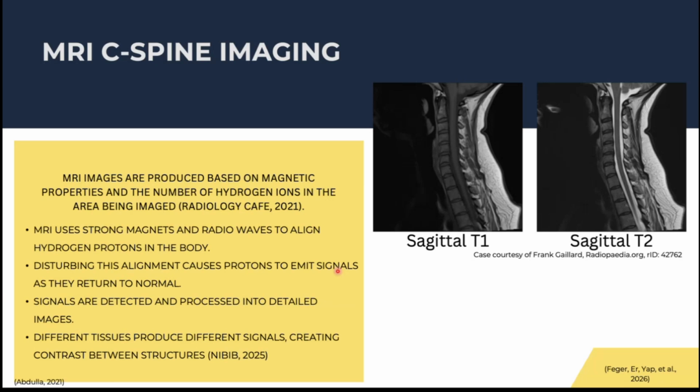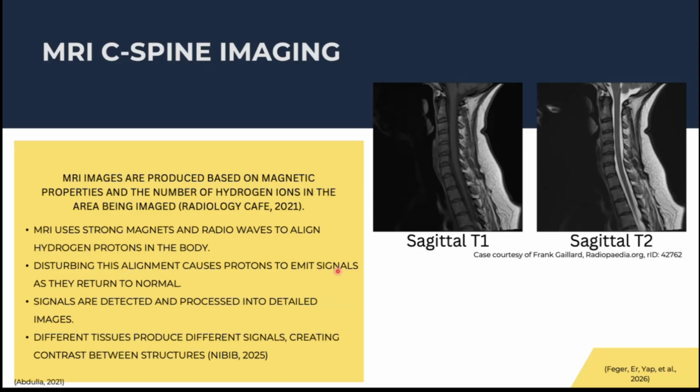It uses strong magnets and radio waves to align hydrogen protons in the body. These are switched on and switched off, and disturbing the alignment of these causes protons to emit signals as they return to normal. So you switch it on, keep all the hydrogen ions lined in a row, and then when you switch it off, they all take different times to lie back down, and the signal that emits then produces the image based on how long it takes for different tissues to lie back down, if that makes sense. Bit more of a confusing way of doing it. I don't know if that's wrong. Dr. Hussain, you can jump in there if that's incorrect.